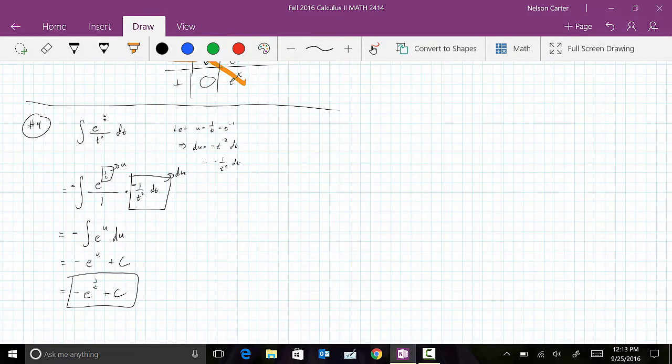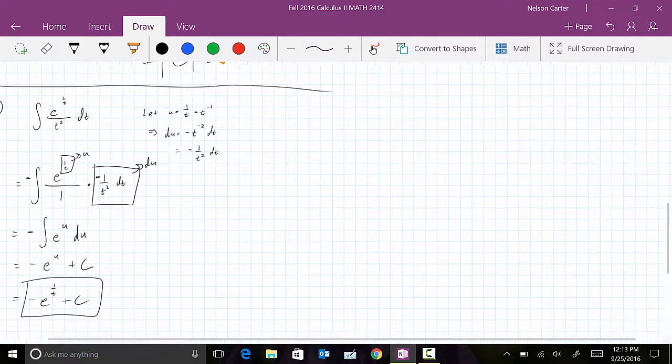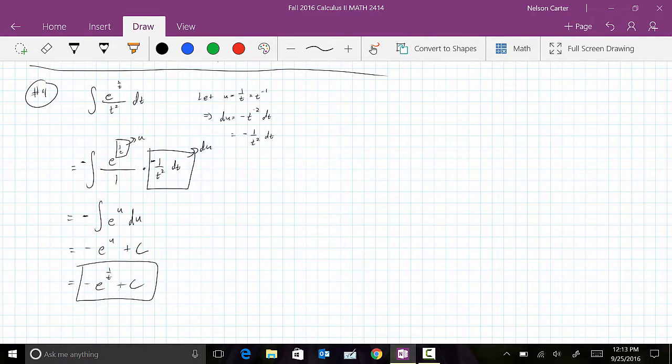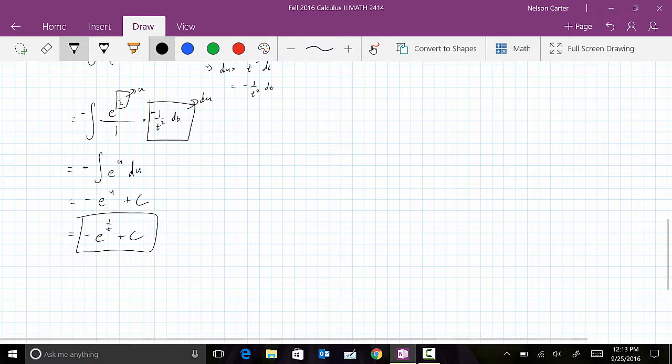That's ultimately what I got. Let me make it a little bit bigger. I got the integral of e to power 1 over t all divided by t squared dt, that whole thing was equal to negative e to power 1 over t, excuse me, plus c.